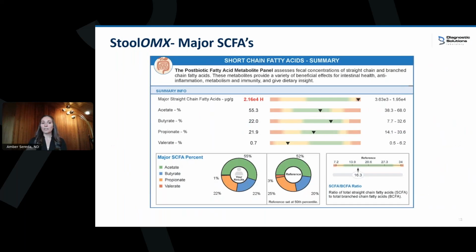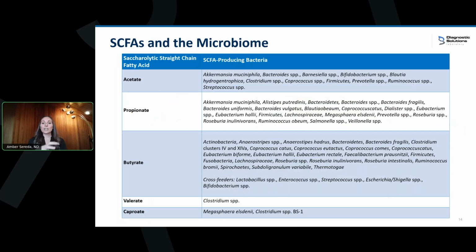So looking at that bottom half of the StoolOMX summary page, this is what we see. Again, we see that total major straight chain fatty acid number, and then we see our percentages of our individual straight chains, both represented in the bar graph and down at the bottom here in our donut charts. Now, this is a reference slide from the interpretive guide, and it shows you which microbes produce which straight chain fatty acids. And so this is, again, just another reinforcement of the additional information that we're getting about the microbiome based on what we're looking at with our short chain fatty acids.